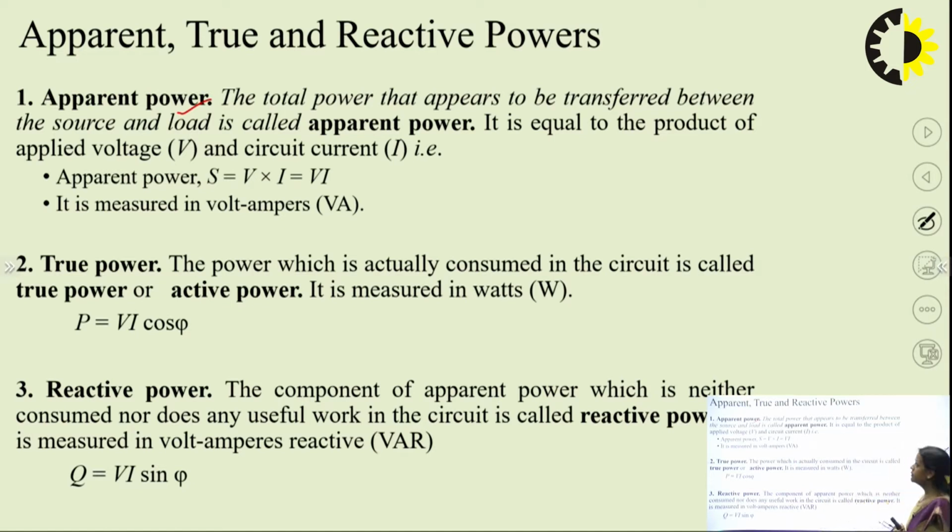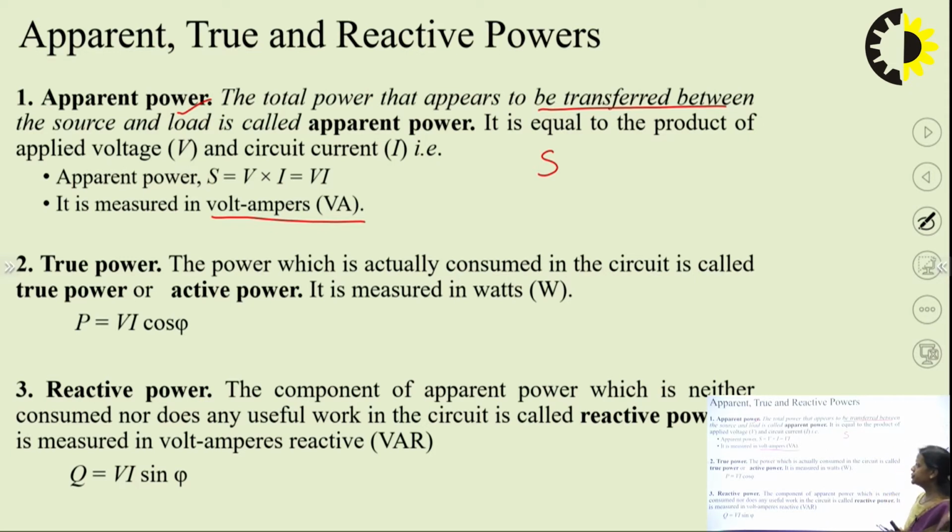Apparent power is the total power that appears to be transferred between the source and load, and this is equal to the product of the applied voltage and circuit current. Apparent power is denoted with capital S, and can be written as V into I, and the unit is volt ampere.